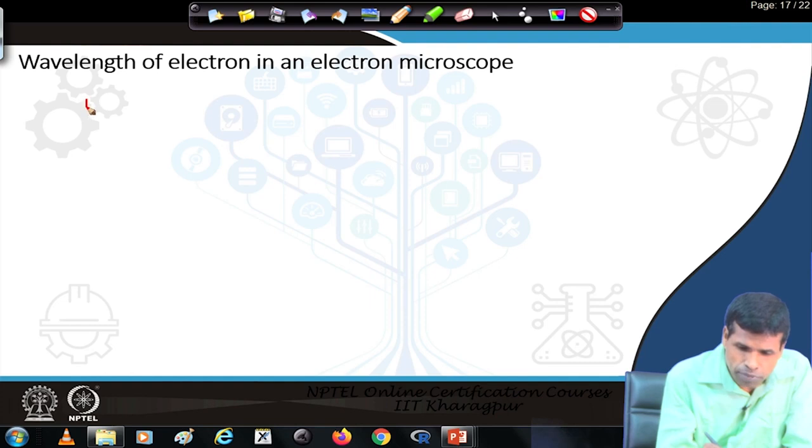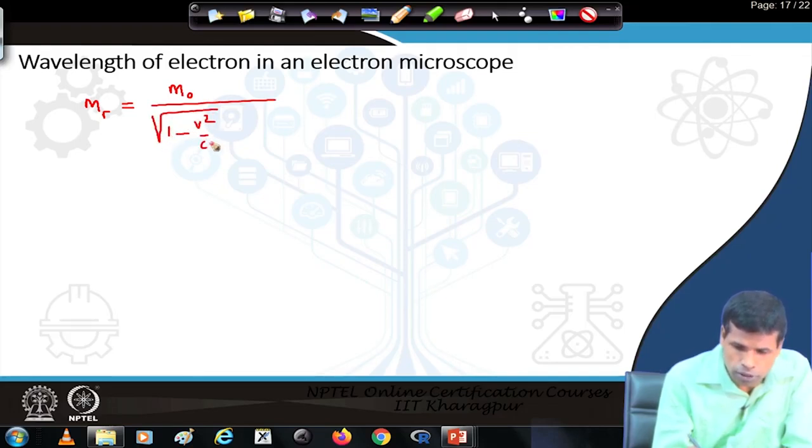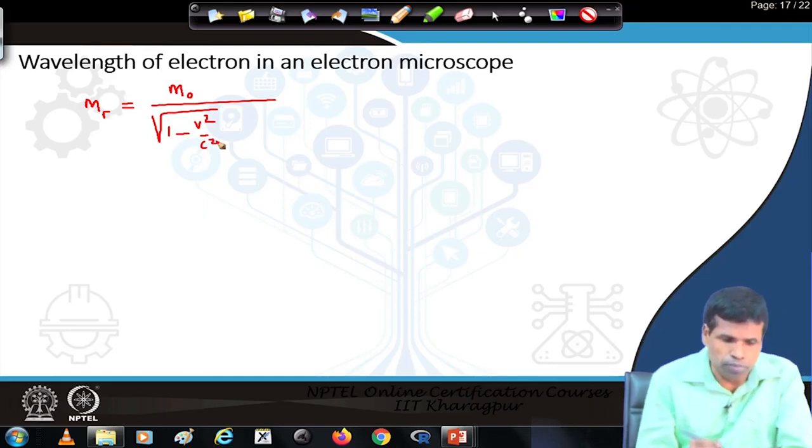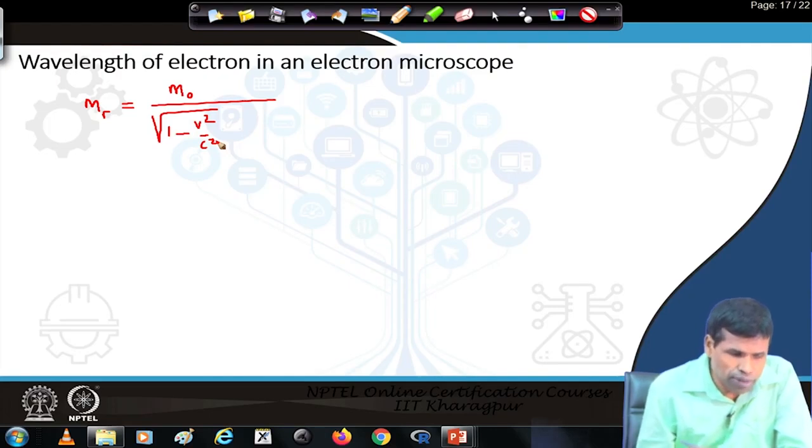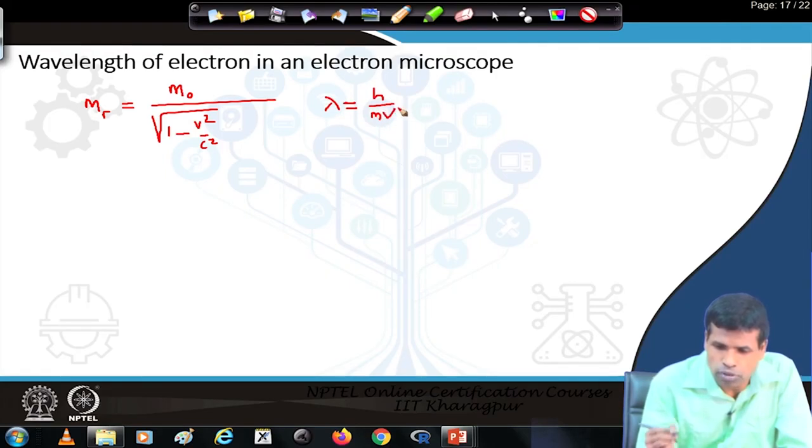As we know, the relativistic mass of the electron m_r is equal to m_0 divided by the square root of 1 minus v squared by c squared. This is the relativistic formula, where v is the velocity of the particle, let us say an electron, and c is the speed of light in vacuum. As electrons have a wave nature, as per the de Broglie relation, lambda is equal to h by mv. All particles and objects that we see around have both wave and particle nature: wave-particle duality.